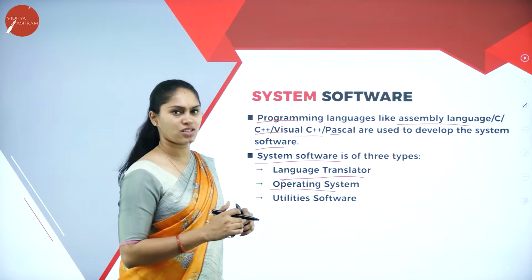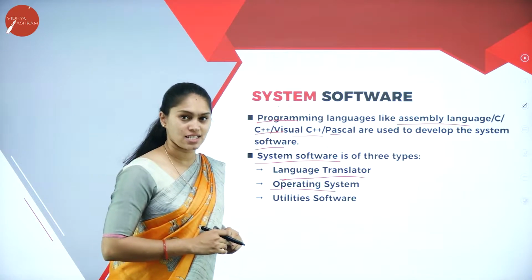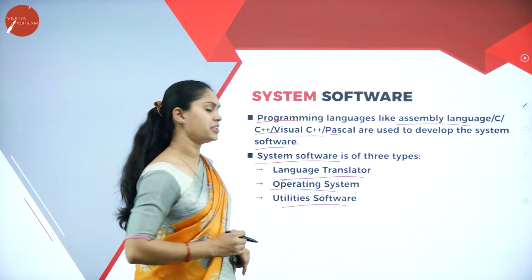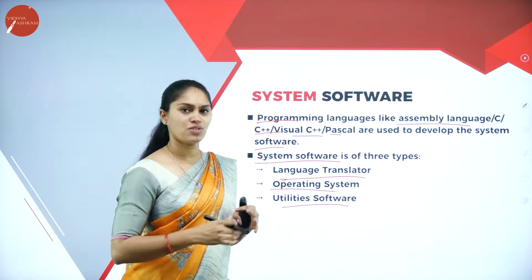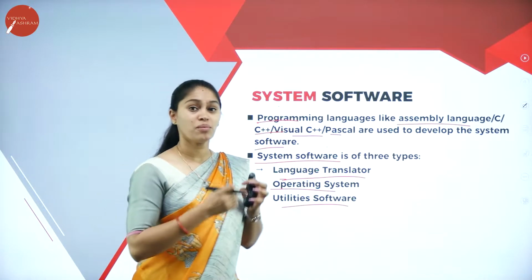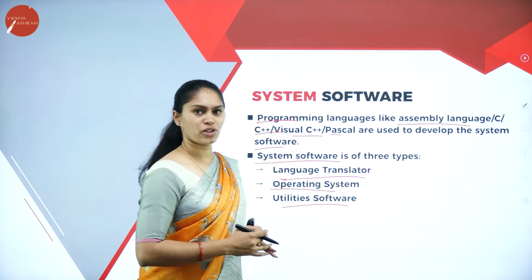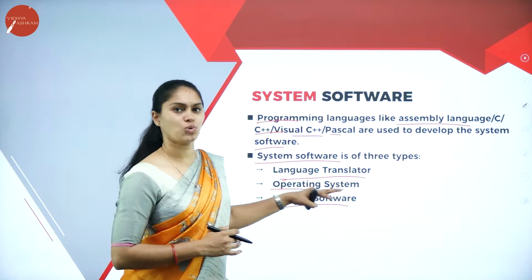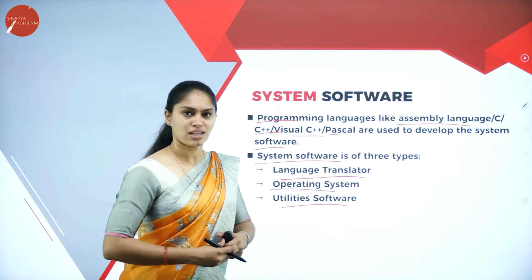So this software also includes the operating system, which is under the scope of system software. And also we have utility software, such as antivirus, which is going to protect the system from unauthorized users or from malicious activities. Then we call that kind of software utility software. I'm going to discuss everything in detail in my coming session.